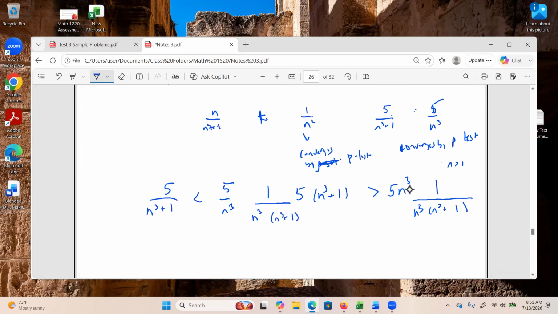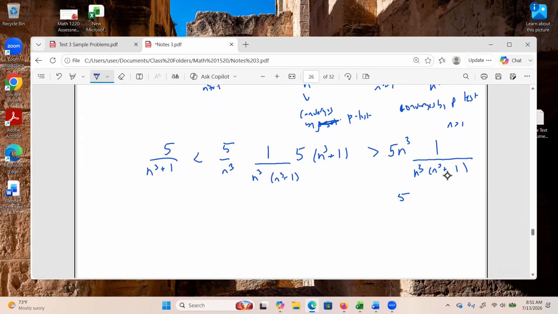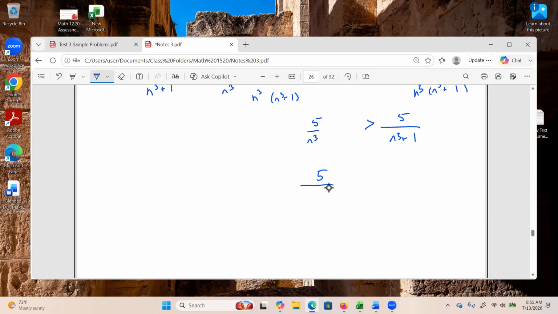Now there are certain pieces that are going to cancel. So we have 5 over n cubed on one side; keep the inequality where it is. These are going to cancel here, so this pair cancels with that. So 5 over n cubed is greater than 5 over (n cubed + 1). Or equivalently, because it doesn't matter which side you write it on, 5 over (n cubed + 1) is less than 5 over n cubed.